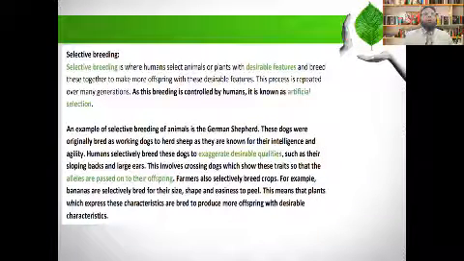Now, selective breeding is where humans select animals or plants with desirable features and breed these together to make more offspring with these desirable features. This is also called artificial selection. This process is repeated over many generations, as this breeding is controlled by humans. It is known as artificial selection.